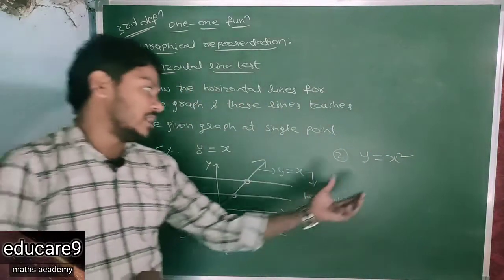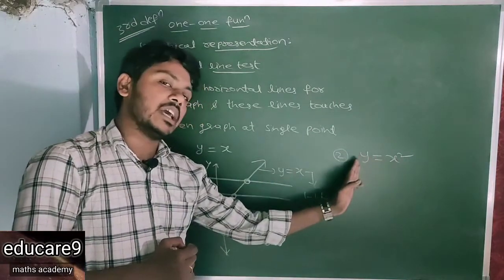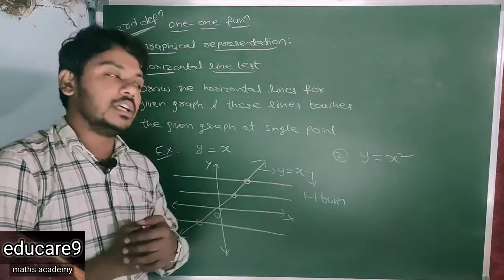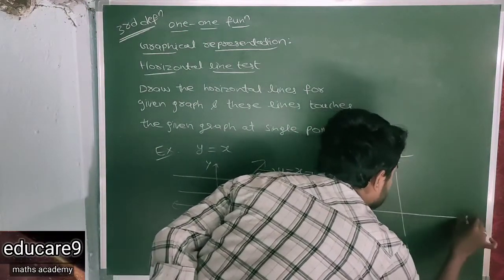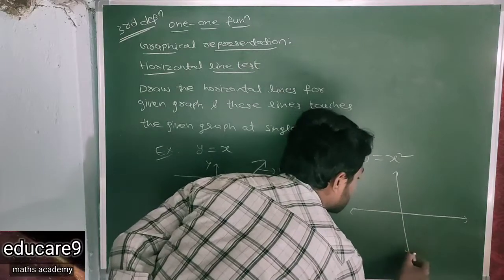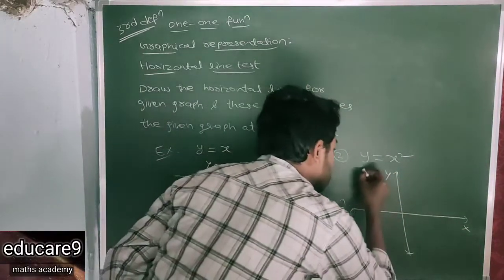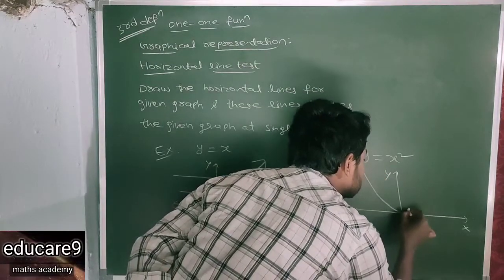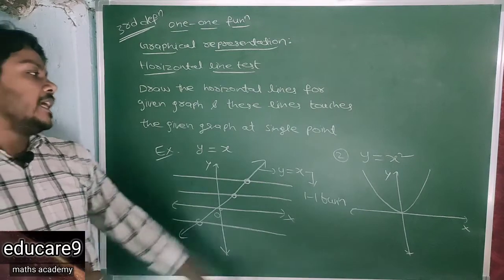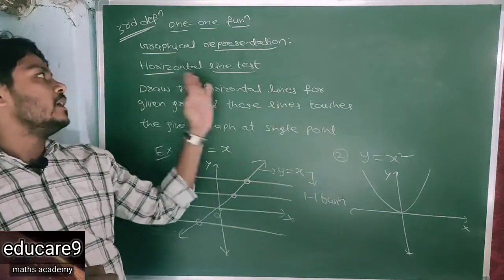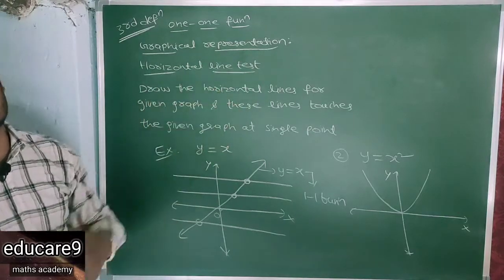So clearly this curve represents a parabola in the form of x square is equal to 4ay. See here, draw the graph of the given curve. This is the x-axis, this is the y-axis. So this is the graph of the given curve. Whether it is a function or not, we check by using the graphical method or horizontal line test.